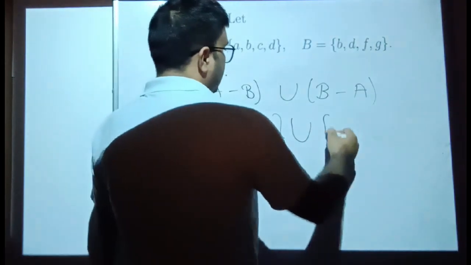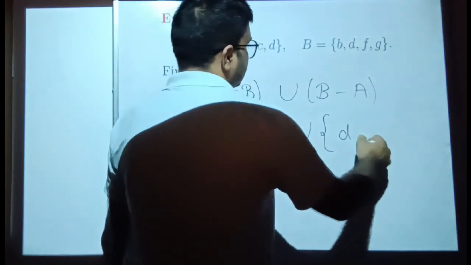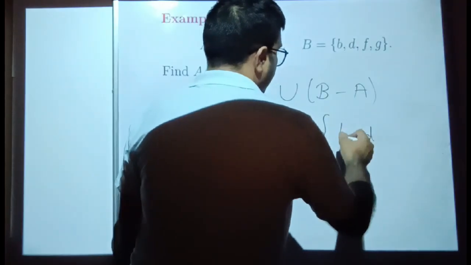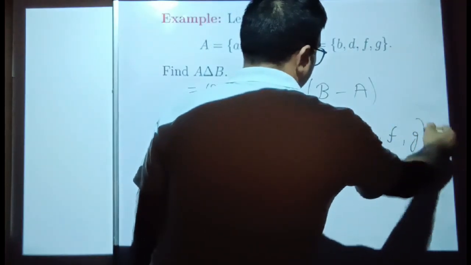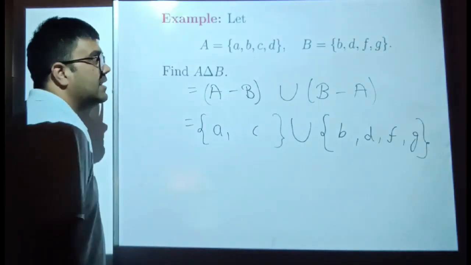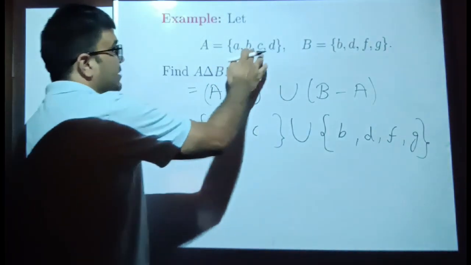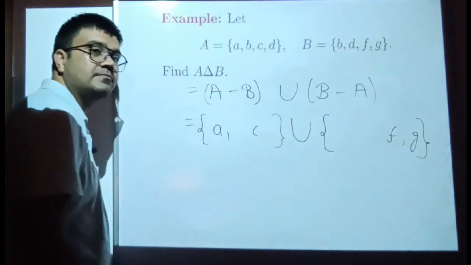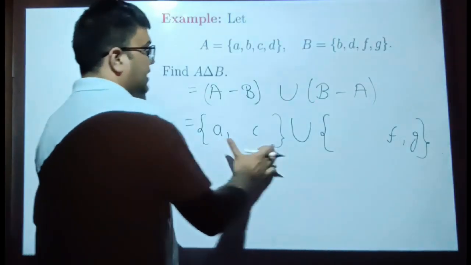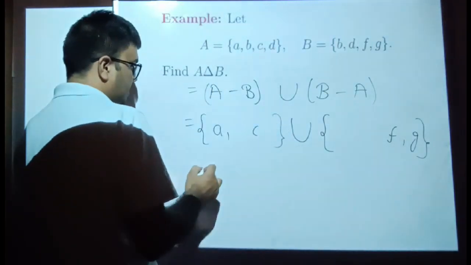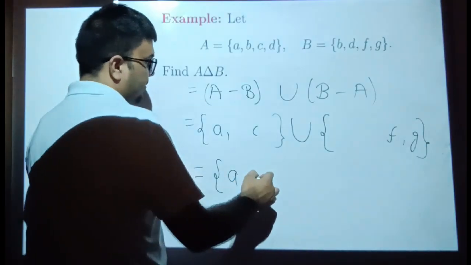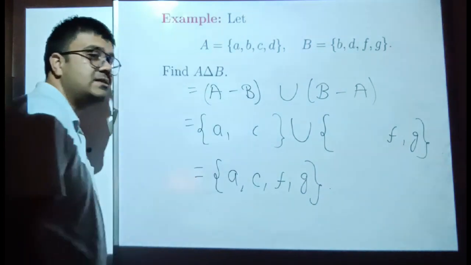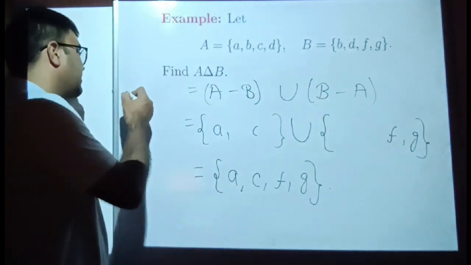Then for the union, we need B minus A. Write the elements of B. It is b, d, f, g. From this set remove the elements of A. We have a, b, c, d. So b is removed, d is removed. We are left with f, g. This is the set A minus B, and this is the set B minus A. What is the union of these two sets? It is a, c, f, g. This is the symmetric difference that we have.